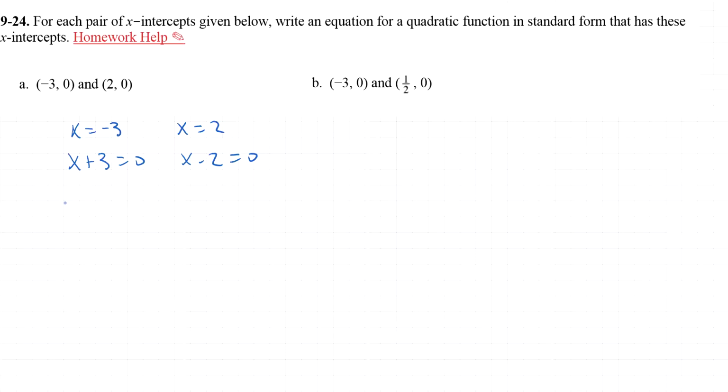And we know that if both of these equal 0, we know that 0 equals x plus 3 times x minus 2. And so they want us to write a quadratic in standard form that has these x-intercepts. Okay, so now I multiply these.